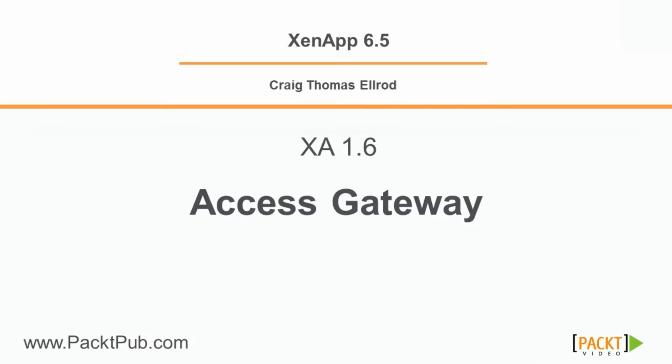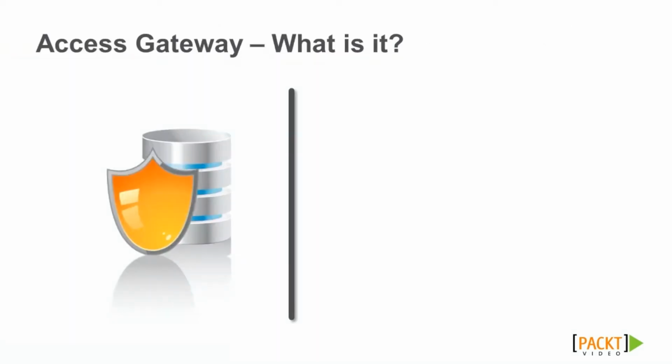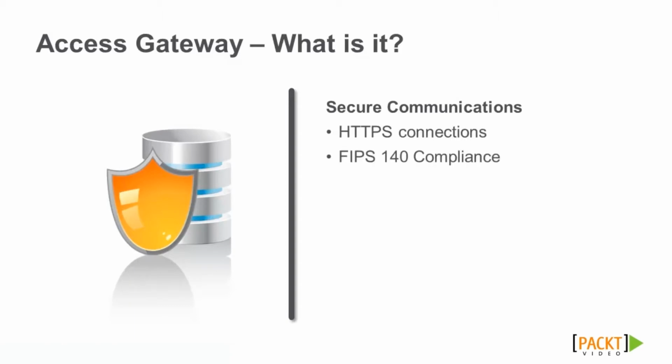Let's talk about the Access Gateway. This video gives an overview of the Citrix Access Gateway. The Access Gateway is important for securing communications with the XenApp farm. The Access Gateway is important when you want to provide secure access to XenApp and the applications. Secure ICA is encryption for the ICA protocol and is integrated into XenApp by default.